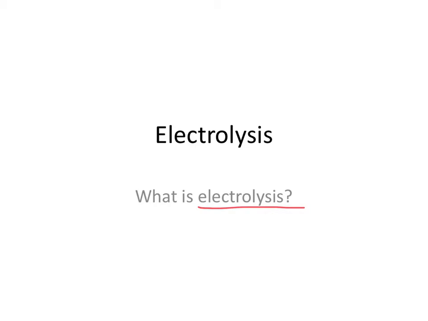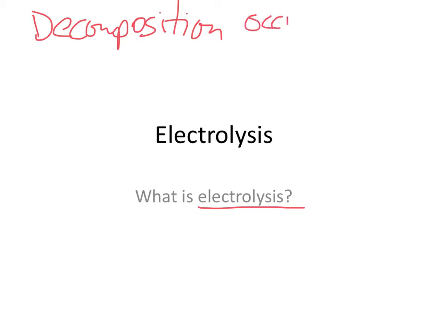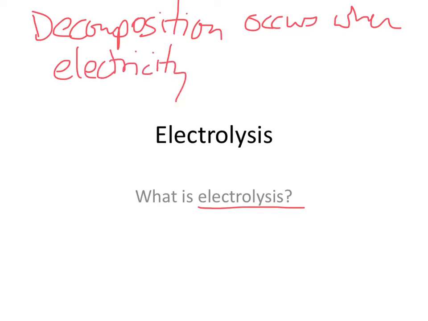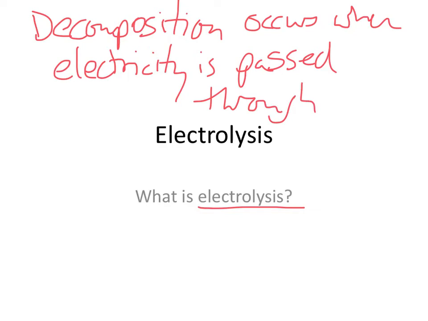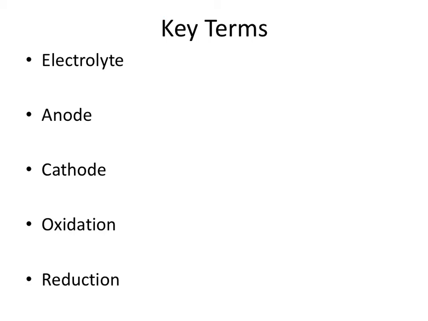Well, chemists tend to think of electrolysis as the decomposition, which you could think of as a breakdown of a compound, and this decomposition only occurs when electricity is passed through the compound, and this causes the compound to split up. Apologies for the writing, it's the first time I've used a stylus. So these are 5 more terms which you need to know.